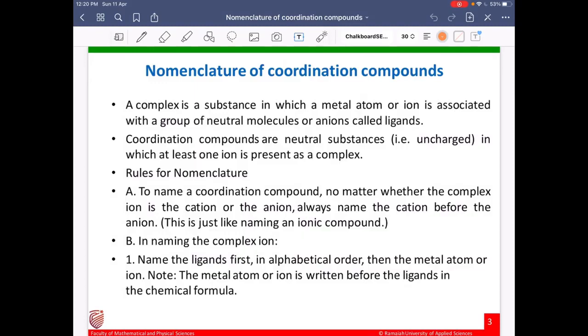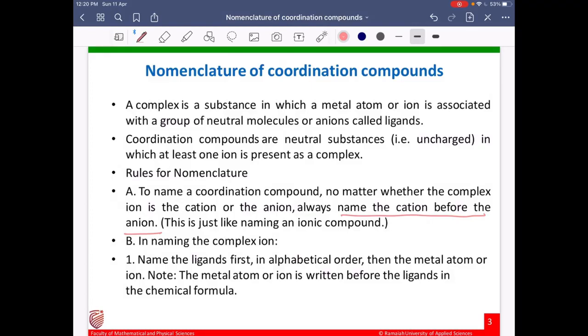To name a coordination compound, no matter whether the complex ion is the cation or the anion, always name the cation before the anion, like how we name an ionic compound. First cation, second anion. That is, no matter whether the complex ion is the cation or anion, every time we should start naming the cation first, followed by the anion.